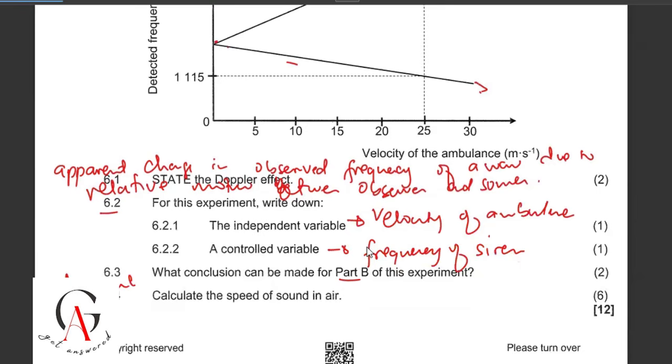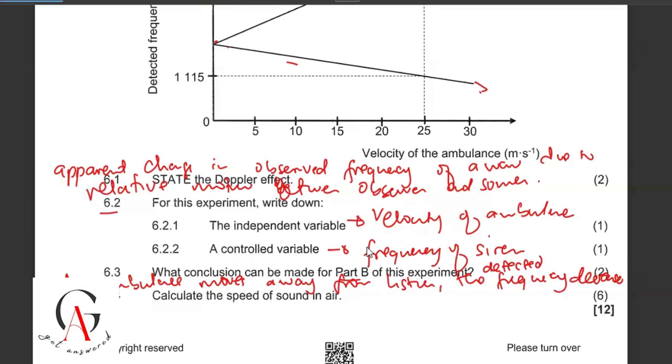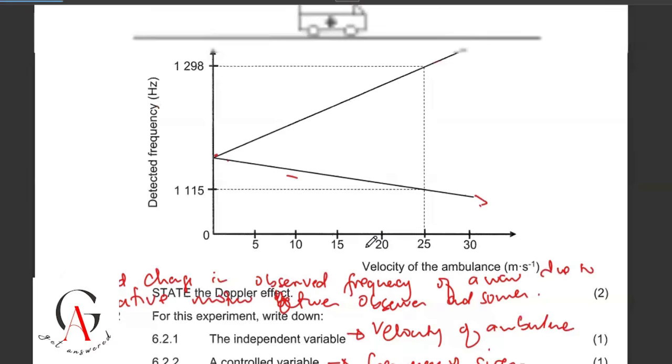So as the ambulance moves away from the listener, the frequency detected, or the detected frequency, decreases. So something of the sort. Then 6.4, they want us to calculate the speed of air.